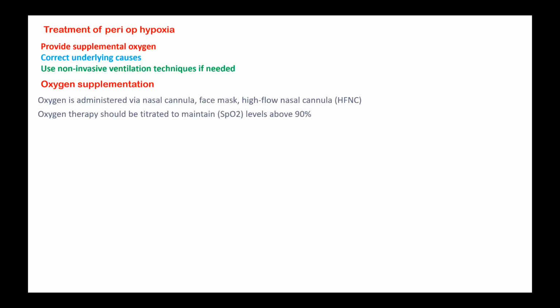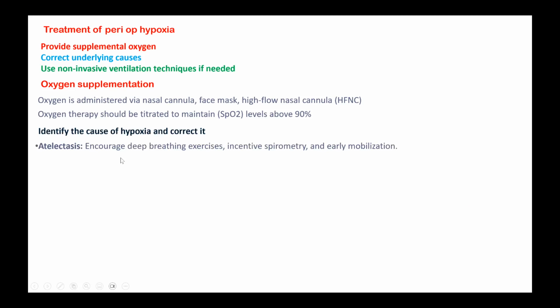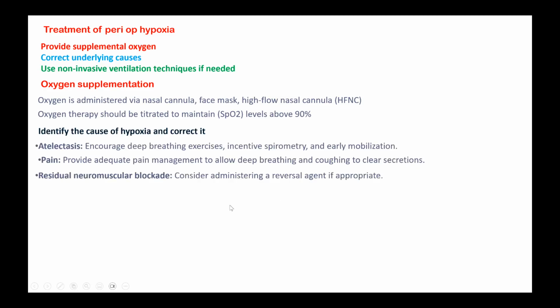So you have to be careful in administering 100% oxygen for too long a time, and identify the cause of hypoxemia and correct it. And if it is atelectasis, encourage deep breathing, incentive spirometry, and early mobilization. If it is pain, provide good analgesia, especially with regional techniques, so that the patient can take a deep breath and clear the secretions by coughing. Residual neuromuscular blockade: consider adding more reversal agent or supporting the ventilation until the patient regains normal power. Suction the airways to clear all the secretions.